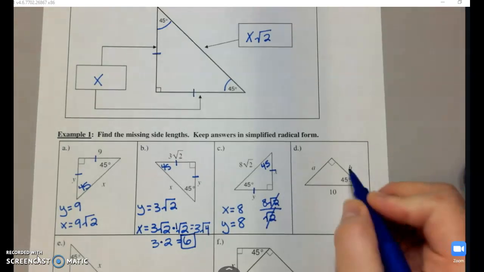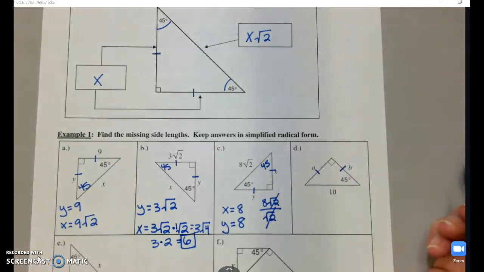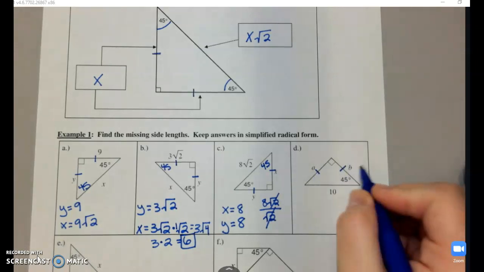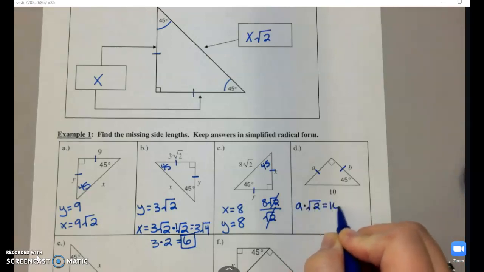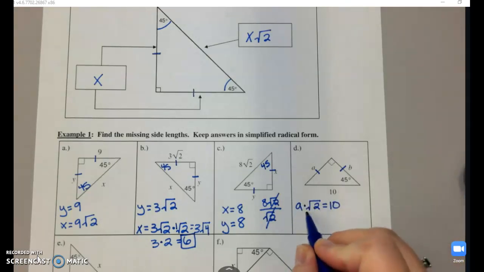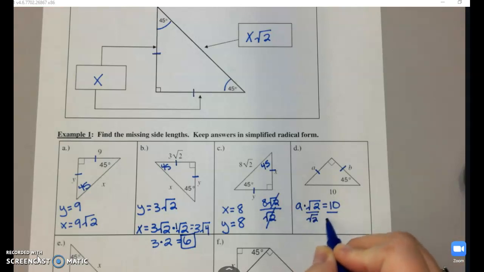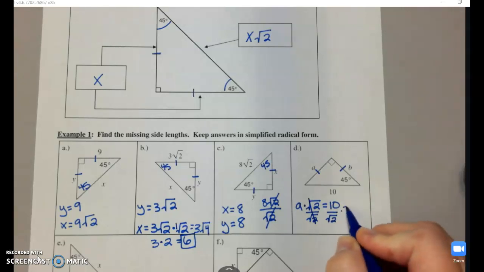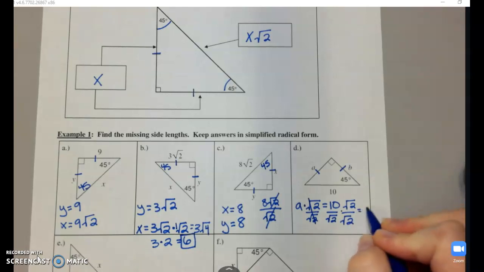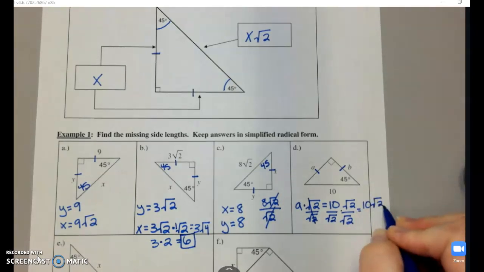All right, D, again, A and B are going to be the same. So whatever A is times the square root of 2 is going to be equal to 10. So I'm solving for A. I'm going to divide by the square root of 2 on both sides. And remember, I can't have a radical in the denominator, so I'm going to rationalize that one.